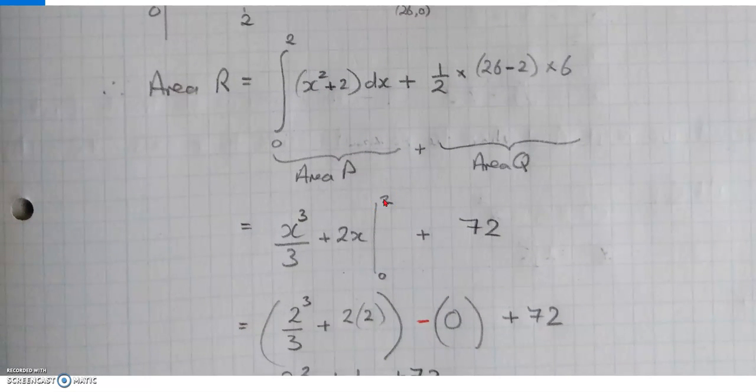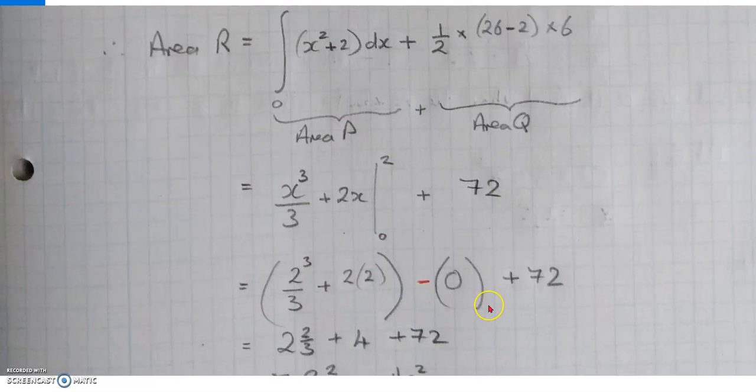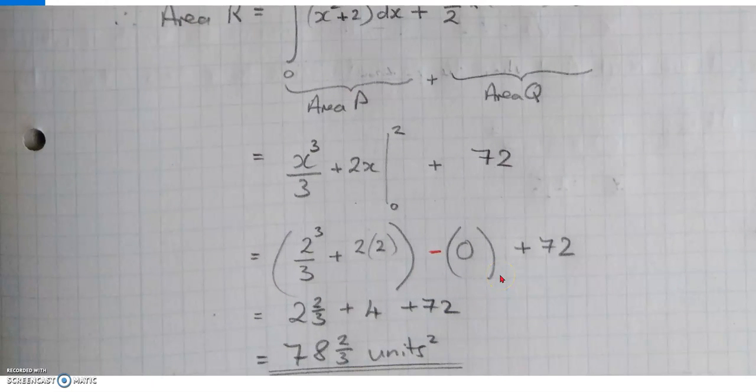So the limits are the following. We're putting in 2 for the x, so it's 2 cubed over 3, and there 2 times 2. Of course, when we put in the limit 0 into all of this, this goes to 0, this goes to 0, the whole thing is minus 0. I've just written it in to show you that it does disappear. This is 2 times 2, which is 4. This is 8 over 3, which is 2 2/3. Add them all up, you get 78 2/3 units. Okay, so that's the way you would do that as your area for R.